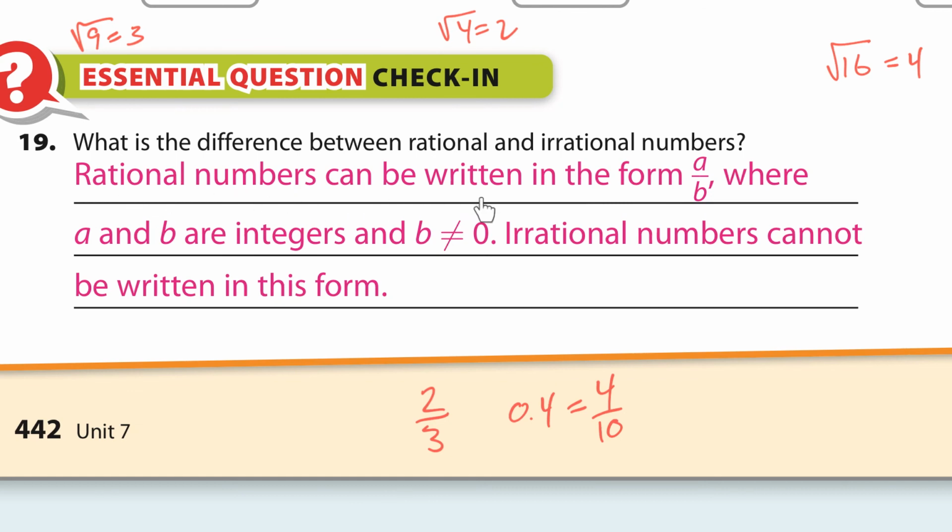And that's the a over b. Rational numbers can be written as a over b, where they are integers. See, 2 is an integer, and so is 3. 4 is an integer, and so is 10. So that's what this is all about. Those have to be integers, but b cannot be 0. So the bottom number cannot be 0, because you can't divide by 0 anyway. And there you go.